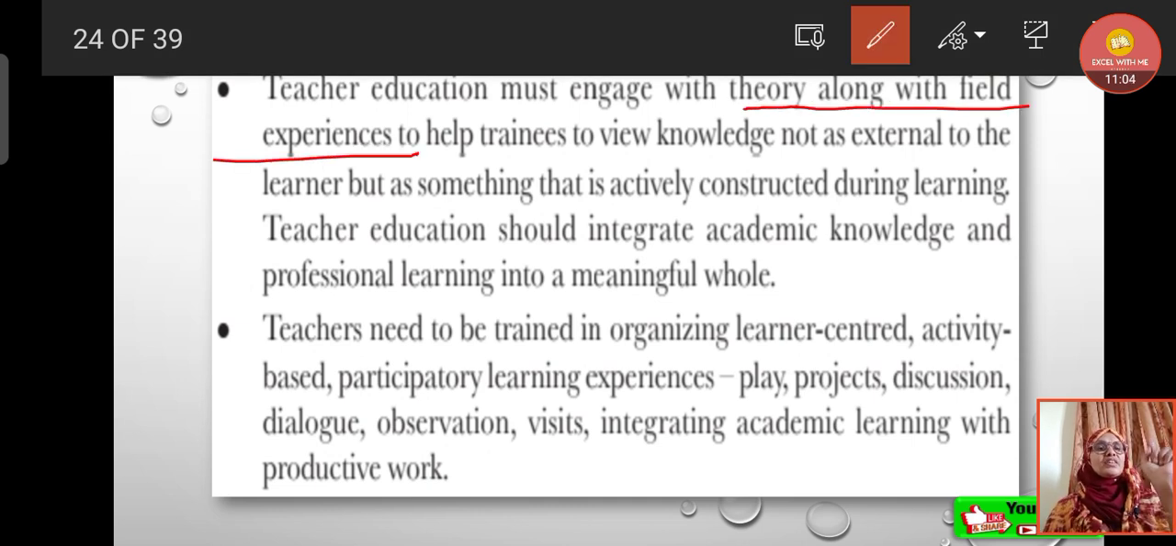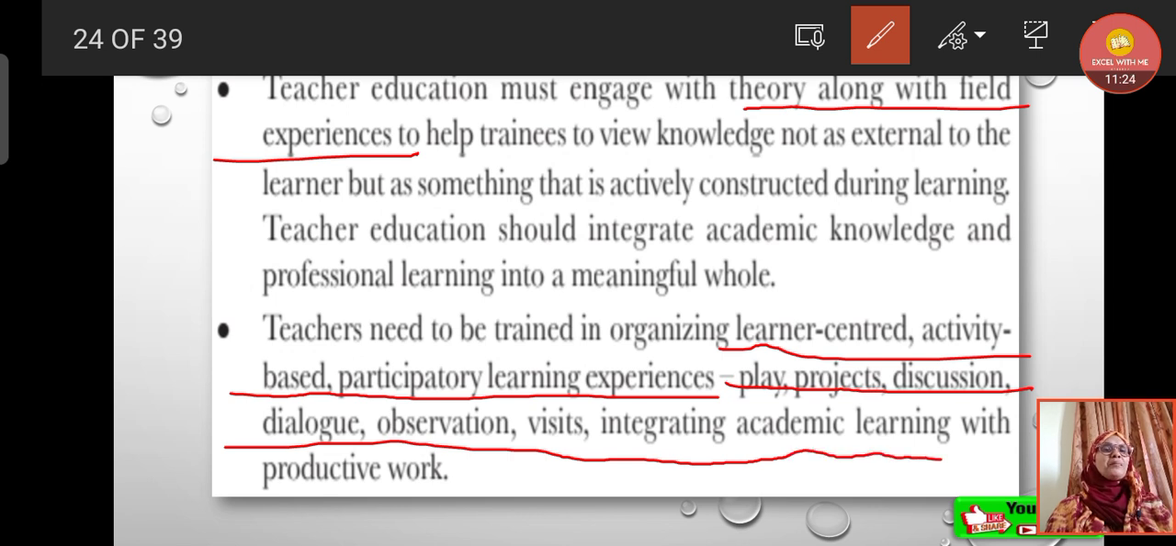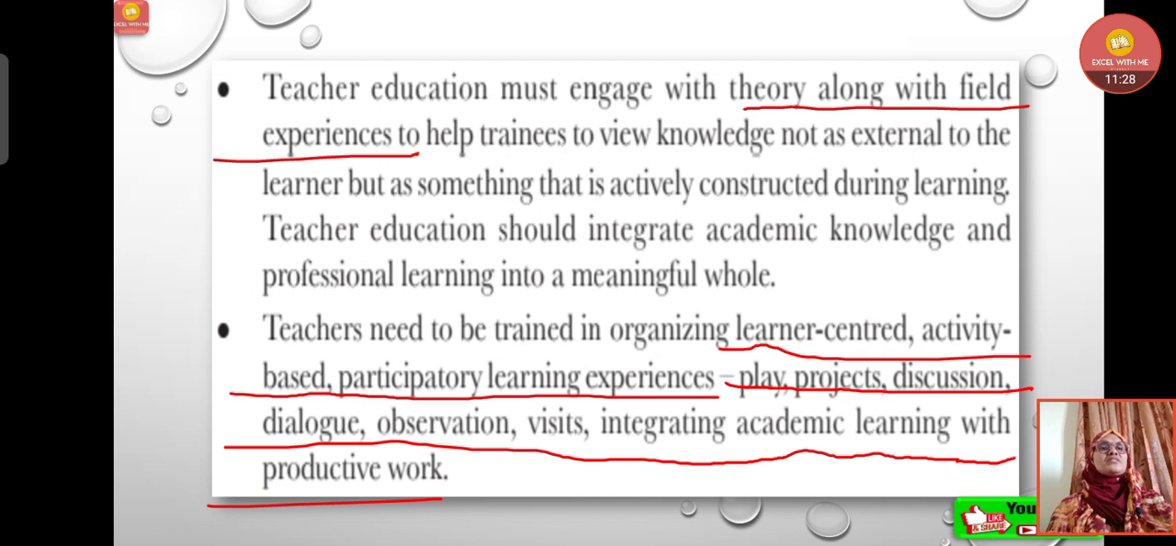Now the third one is engaging with theory along with the field work. Theory along with the field experience. That's what we are saying, internship or community projects, anything they can take up. And another one is being trained in organized learner-centered, activity-based, participatory learning experience: play, projects, discussion, dialogue, observation, visits, integrating academic learning with productive work. These are all the principles.